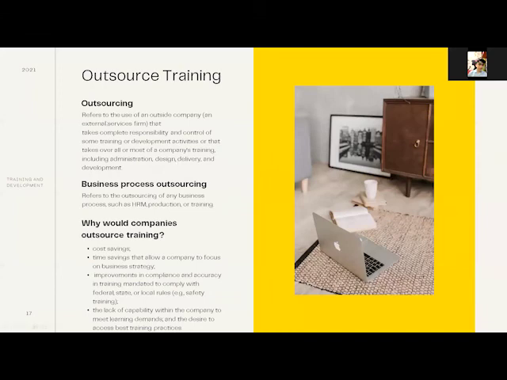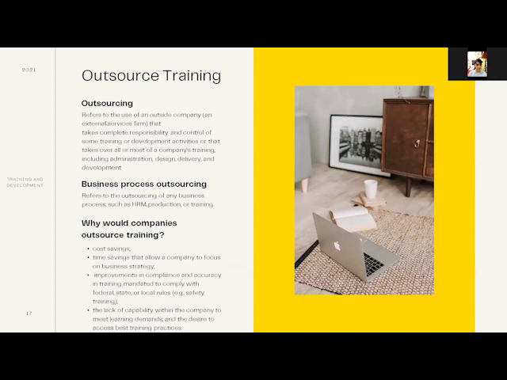So, outsource training. Outsourcing refers to the use of an outside company. This relies on an external services firm that takes complete responsibility and control of some training and development activities, or that takes overall or most of the company's training, including administration, design, delivery, and development. So business process outsourcing refers to the outsourcing of any business processes such as HRM, production, or training.